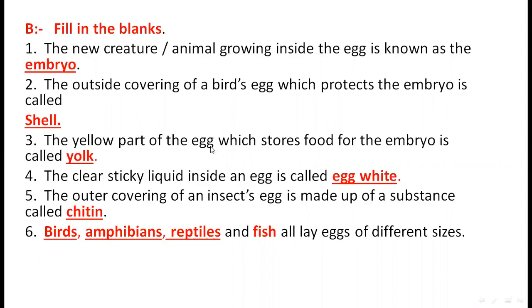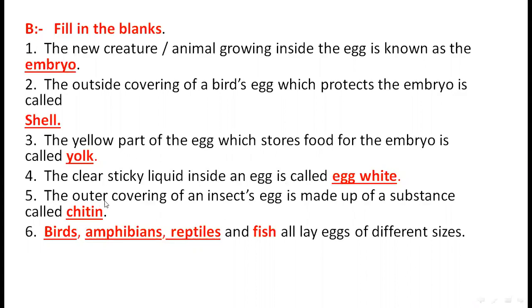Number three, the yellow part of the egg which stores food for the embryo is called yolk. I hope you remember the shape of yolk. Number four, the clear sticky liquid inside an egg is called egg white.